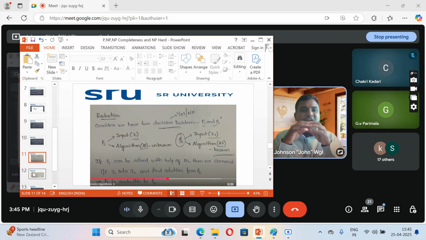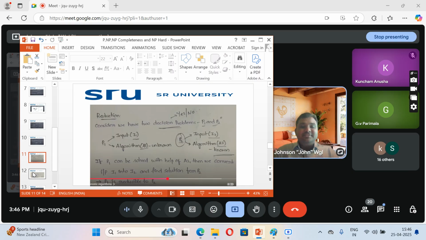Example, I don't have the algorithm, but I need to solve it. How is it possible? Example, I don't know the concept of NP hard, but my friend knows the concept of NP hard. If he explains NP hard to me, then I also know the concept. This is the concept of reduction.